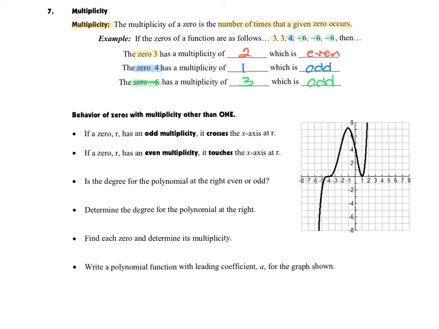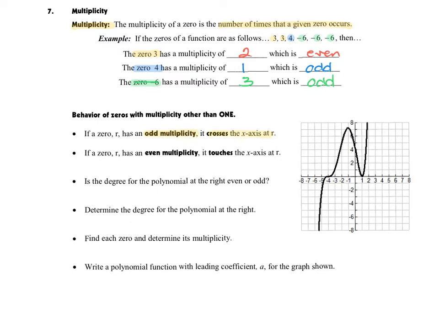Now, how does the multiplicity help me? It helps me understand what the graph is going to look like at those particular zeros. So, for example, zeros that have an odd multiplicity will actually cross the axis at that value.